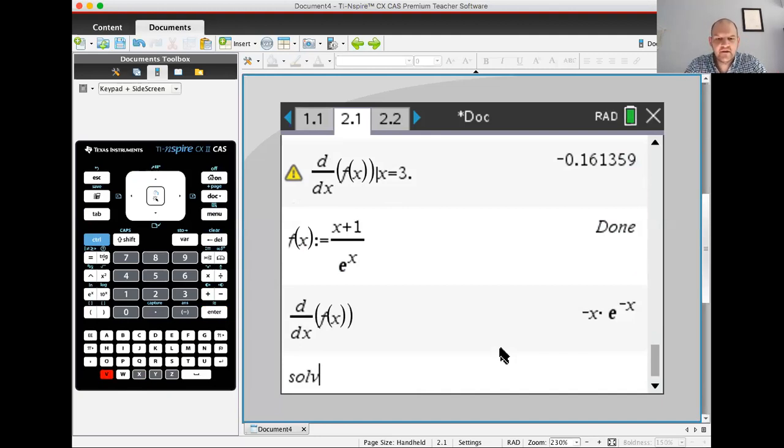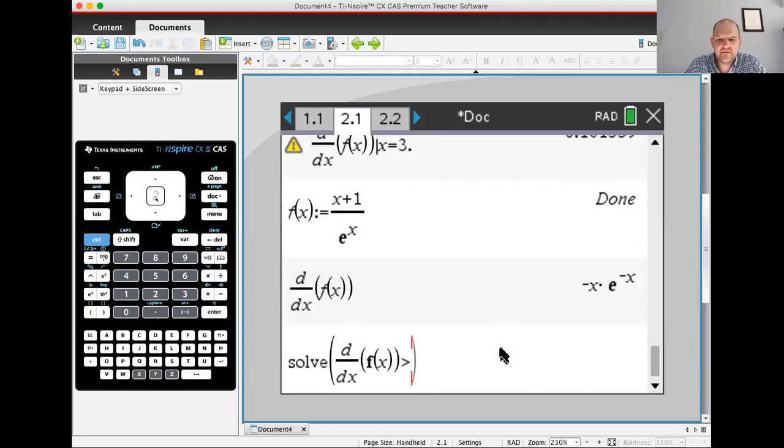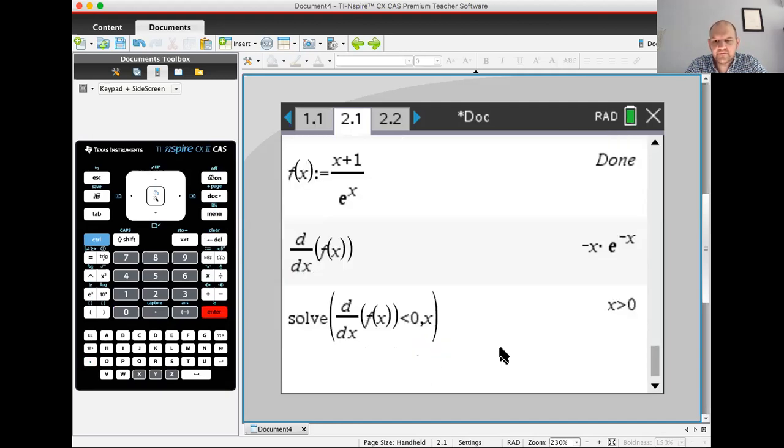Let me solve this. Greater than 0. No, well, it's definitely less than 0 for x. As long as x is, let's go back.